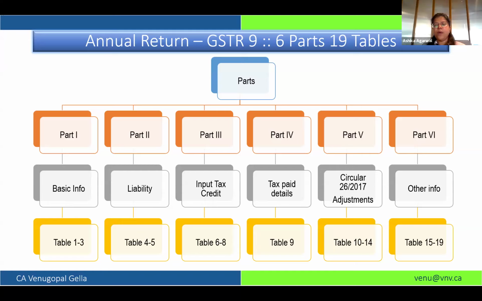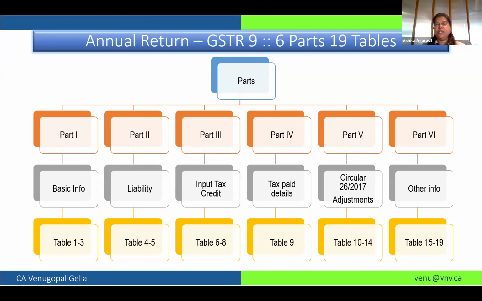dealt with by table 9. Part 5 is the table which deals with 24-25: any rectification, error or omission you have done in 25-26 that needs to be reported in part 5. Part 6 is additional information, which does not deal with the liability but with reporting purposes. Like if you have any demand notice, you need to report. If you are claiming any refund, you have to report about the refund. Then come 2 tables of HSN reporting: one is outward HSN reporting, one is inward HSN reporting. So part 6 is basically information disclosure, nothing to do with the tax liabilities.